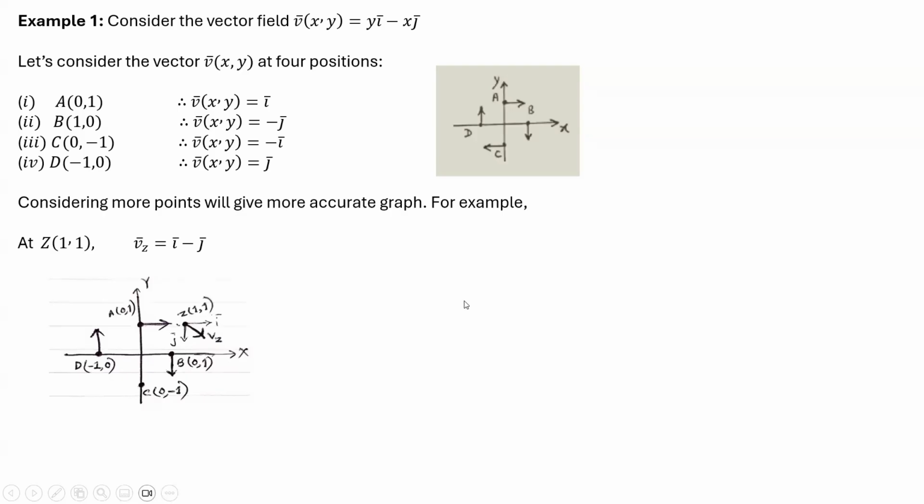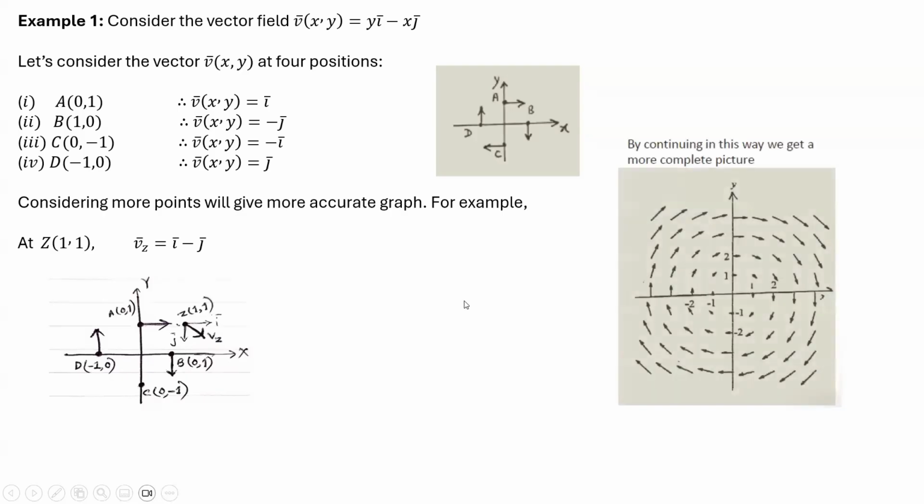And finally we will get this type of thing, if we plot more and more points to make a complete picture. As you can see, this is circulating in the clockwise direction.